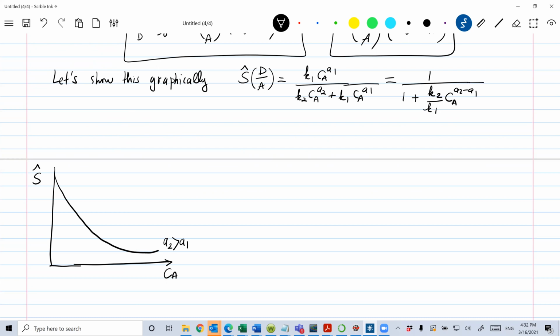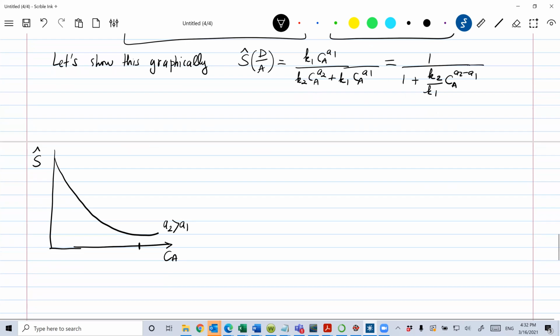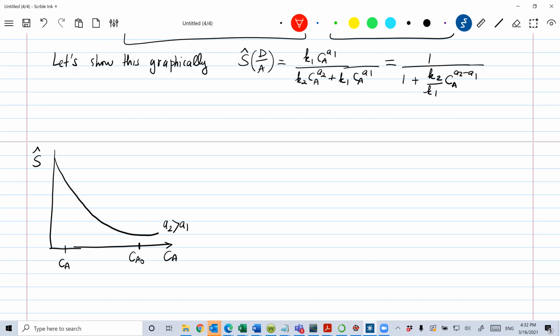Now we assume that K1 and K2 are in the same order, in terms of, one of them isn't like 100 times faster than the other, but they're in a similar order. Okay, let's say that you start at CA naught. So we're gonna do this graphically. This is CA naught, and your exit concentration is CA. If you use a CSTR, your selectivity is actually right here.